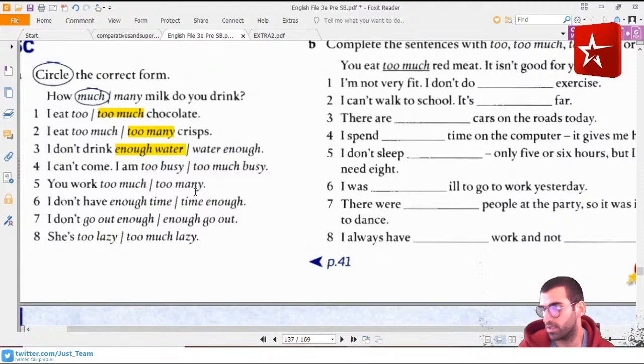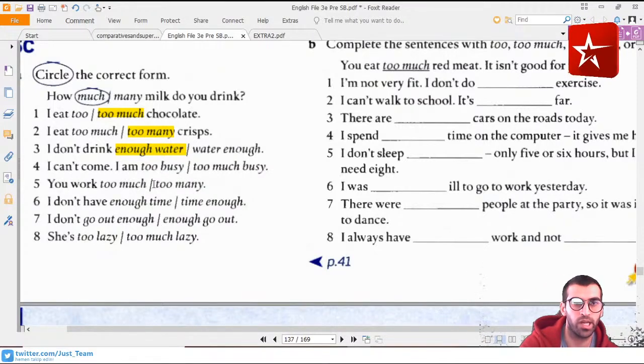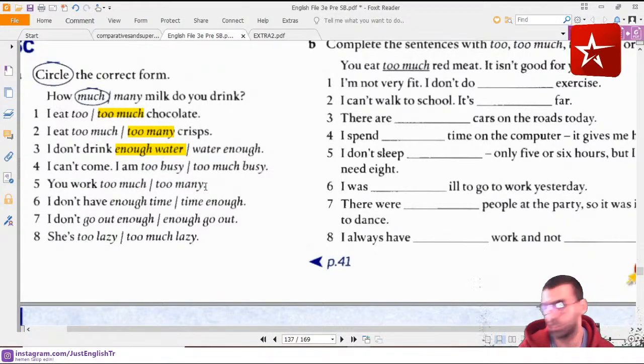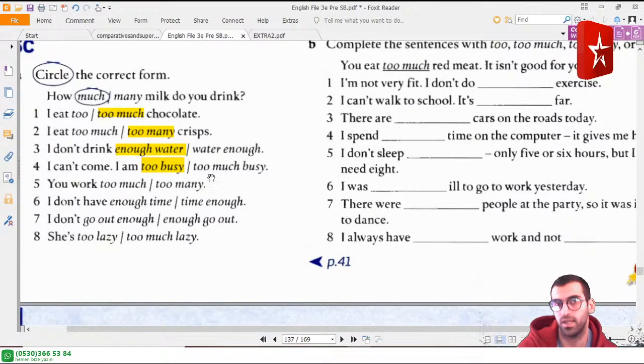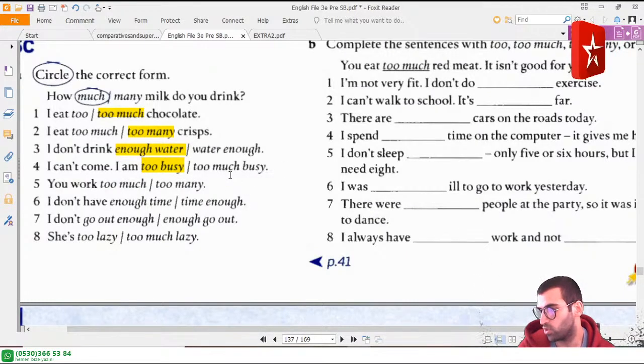What about number 4? I can't come. I am too much busy or too busy. I can't come. I am too busy. Busy is an adjective, and I use too busy. Why? Because busy is an adjective, we can't use too much. Too busy is a correct answer. Yes, 2 is the correct answer, guys.